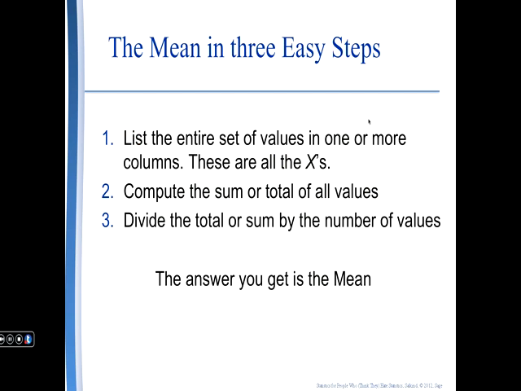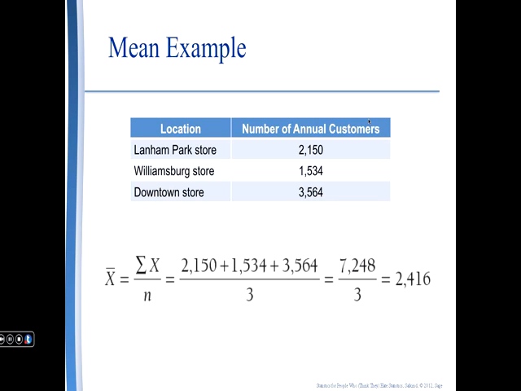So the mean in three easy steps. This is how to do it in Excel. You list the entire set of values in a single column, just like I did. Compute the sum or the total of values, and then divide. And the answer you get is the mean.